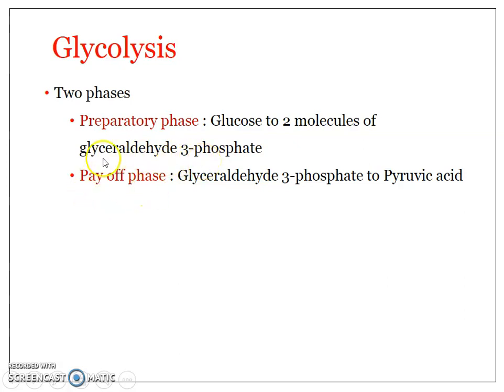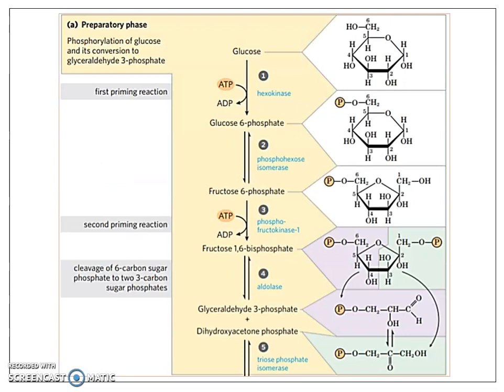During the payoff phase, this phosphorylated 3 carbon sugar is converted into pyruvic acid through various steps, and during this phase energy molecules like ATP and NADH are produced. So it is an energy conserving phase, or we can say during this phase energy is generated. Preparatory phase or priming phase is the energy utilization phase, or energizing phase, while the payoff phase is the energy generation phase. So this is about the two major phases of glycolysis. We can see the phase wise glycolytic reactions going on.